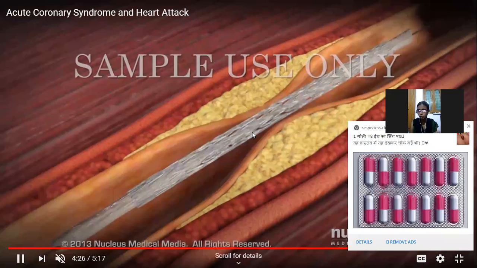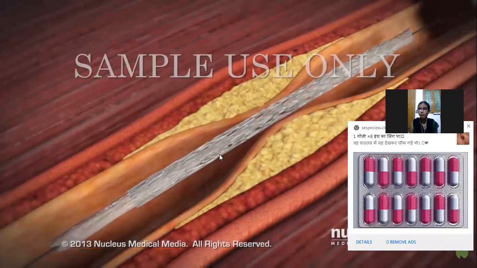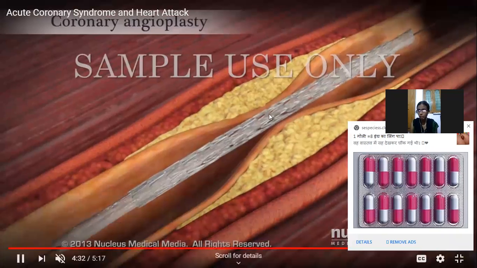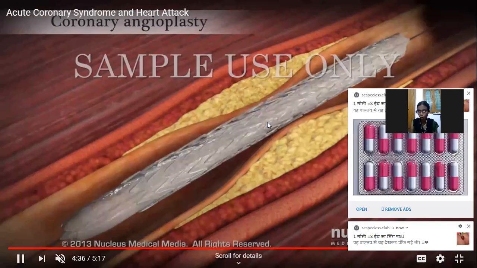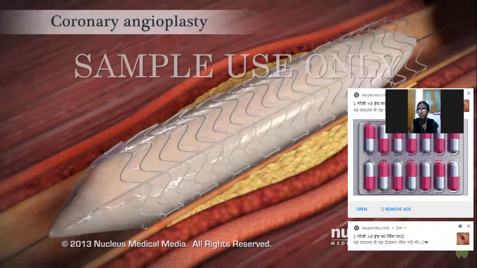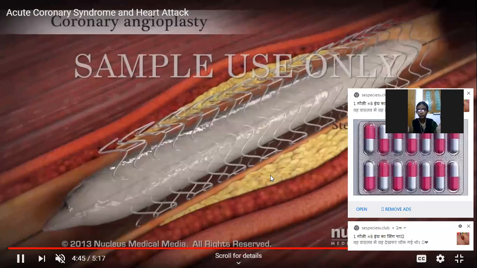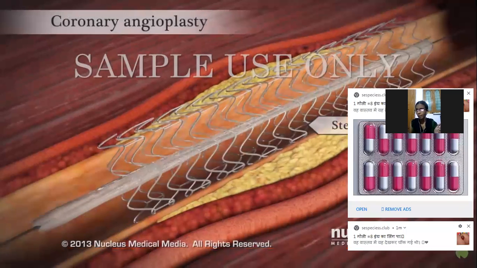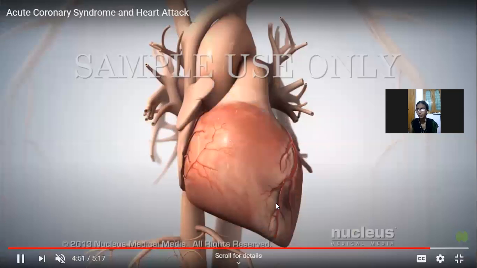And also, not only by using the anti-anginal drugs but also by using the stent. See here, we can see the stent is placed in the heart walls. If we place the stent in the heart walls, what will happen is the walls of the heart will become thick and there will be easy flow of the blood.